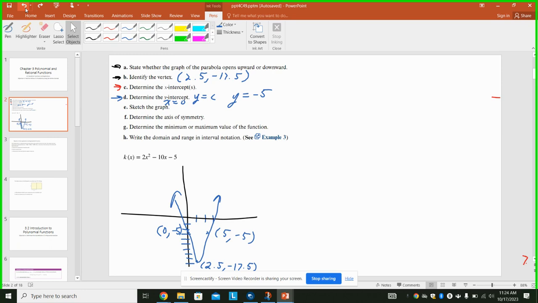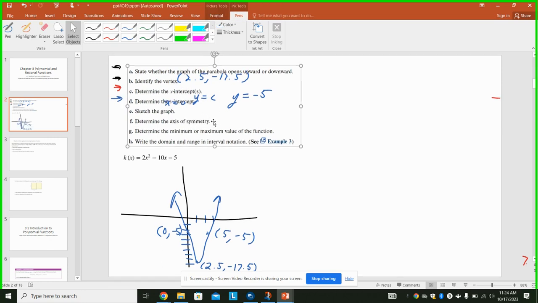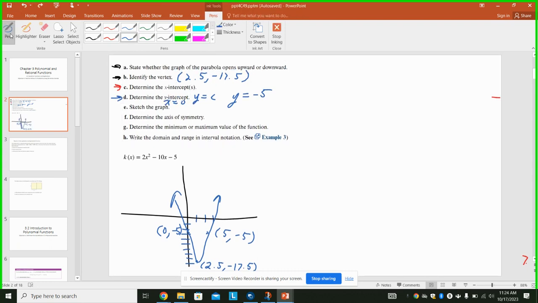Axis of symmetry. What is that? Right. And what value is it? Good. It's going to be the x value of the vertex. So axis of symmetry: yes, x equals my h, which is the vertex. So that's going to be x equals 2.5. Make sure you put the x equals.